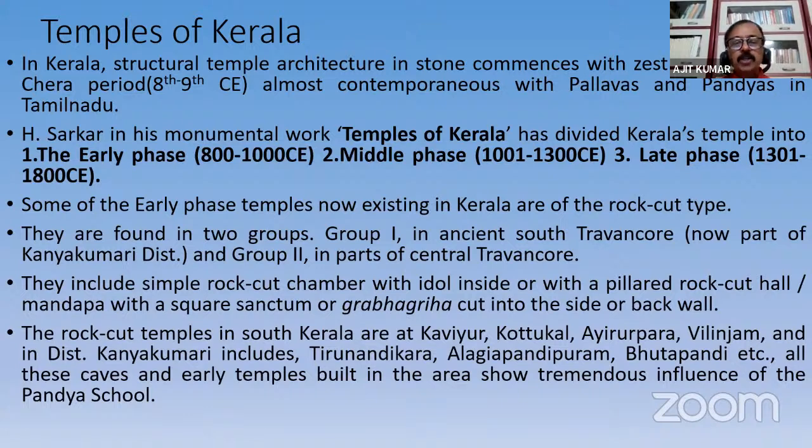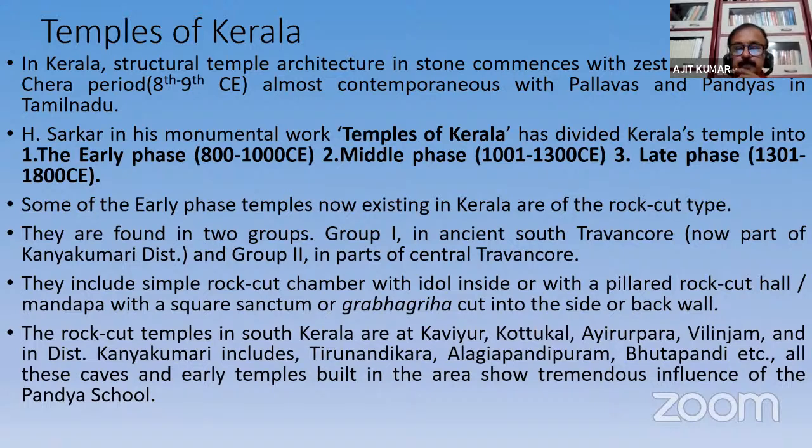Adam Sarkar, in his monumental work Temples of Kerala, has divided Kerala temples into three periods: the early phase, dating between 800 and 1000 CE, the middle phase between 1001 and 1300 CE, and the late phase between 1301 and 1800 CE. Some of the early temples, as I stated earlier, are of the rock cut type, and they are found in two groups. One is in the ancient South Travancore, now also a part of Kanyakumari district.